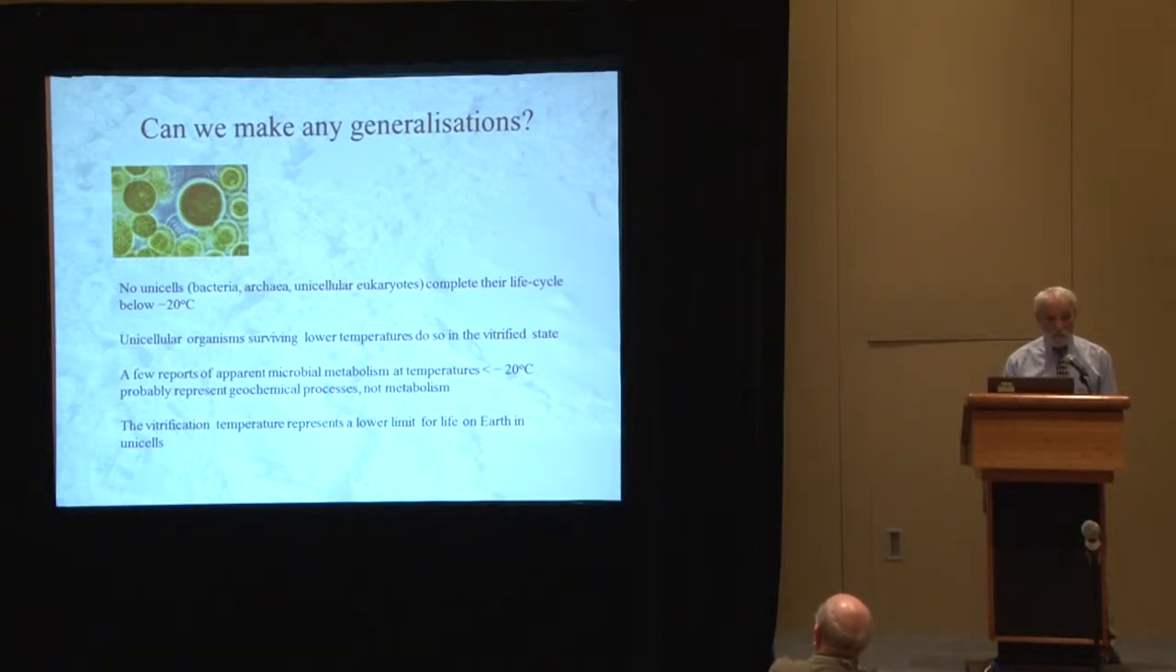As I mentioned earlier, a few reports of apparent microbial metabolism at temperatures below minus 20 probably represent geochemical processes. And a generalization I would make is that the vitrification temperature in these unicells represents a lower limit for life on Earth. An exception, there is always an exception, may well be in clouds, where water droplets can exist in an undercooled state to temperatures below minus 20. Cells can continue to metabolize under those circumstances, and because there's no ice present in the system, they are also not vitrified. But it's a highly unstable environment, and if the droplet freezes, which they often do, then the cells within them die.